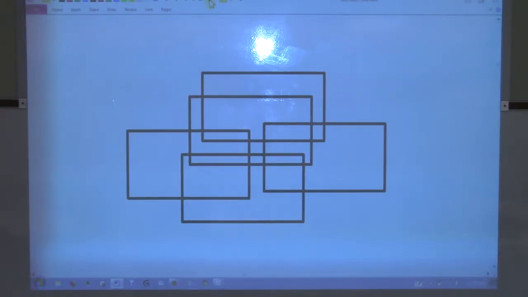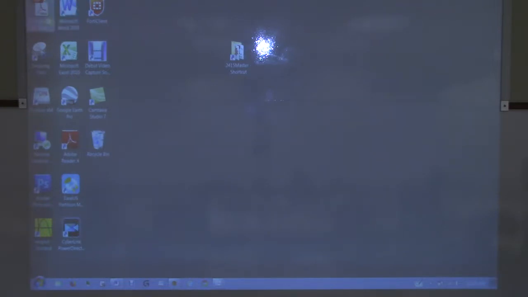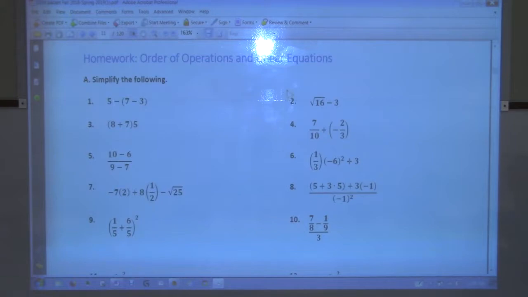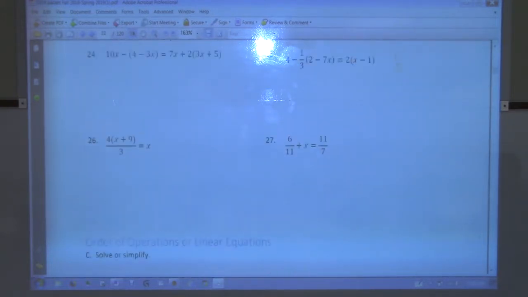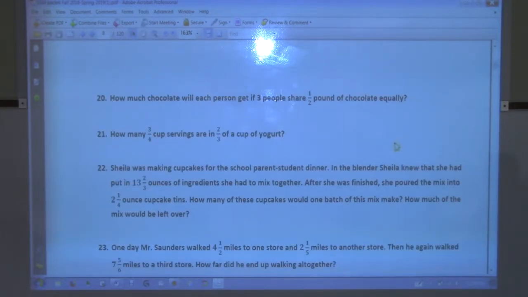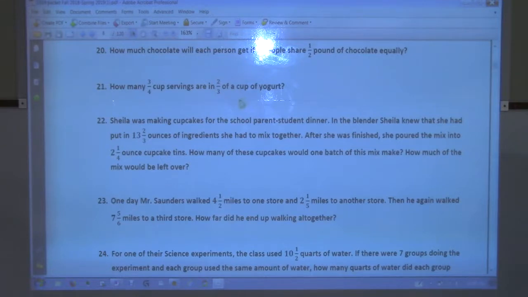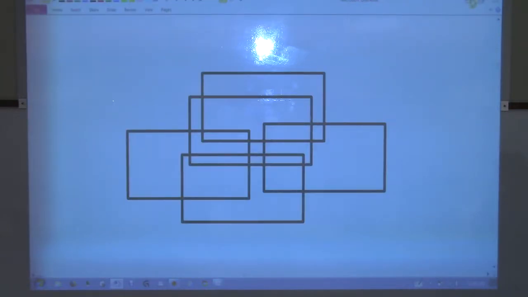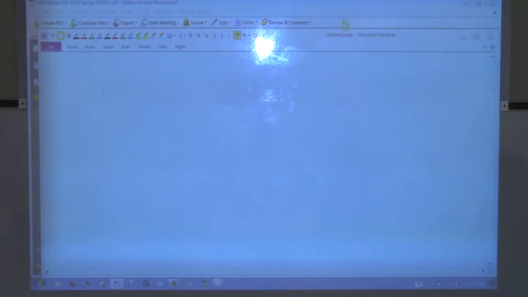Were there any questions over the homework? Yes? Okay, I keep doing that. All right, so which problems were you on? 20 and 21 for the word problems for fractions. Which one? 20 and 21. The chocolate one? Oh, no, just 21. How many 3/4 cup servings are there in 2/3 cup of yogurt? That one? Okay. He told us not to do the linear equations, but I still went ahead and did some. I might have. Yeah, we'll talk about that today.